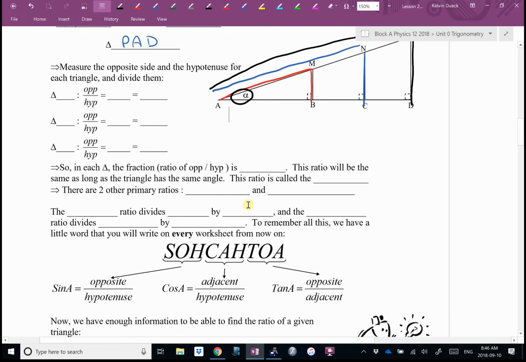The ratio of opposite over hypotenuse, which we're going to abbreviate as O over H. Does anybody remember what we call opposite over hypotenuse? We give it a name. We call it the sine of an angle, S-I-N-E, abbreviated on your calculator as S-I-N. There are two other primary trig ratios: cosine, abbreviated cos, and tangent, abbreviated tan.